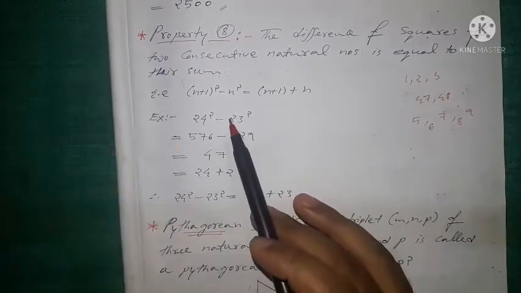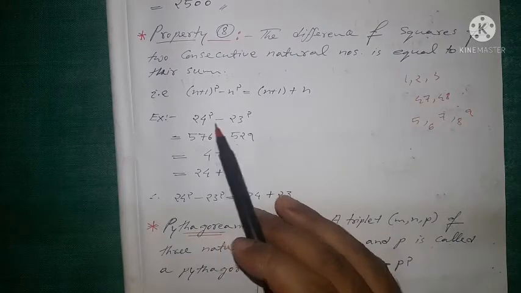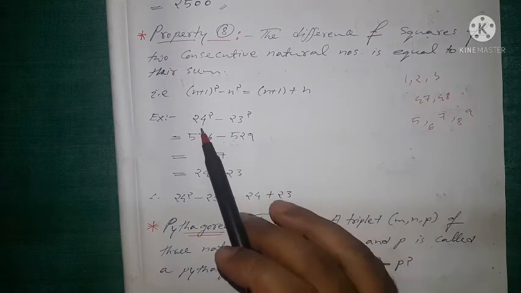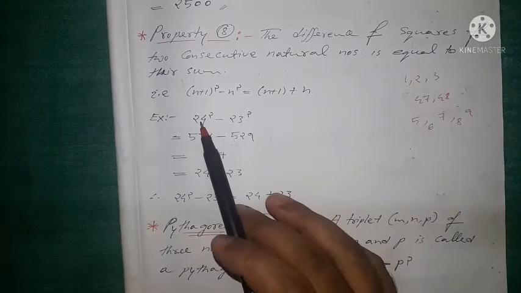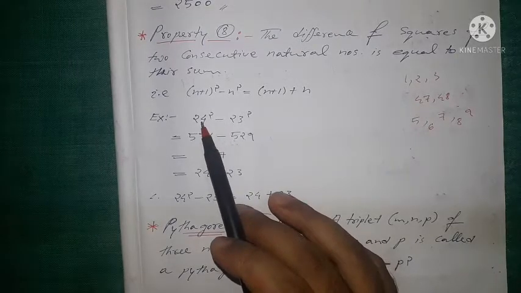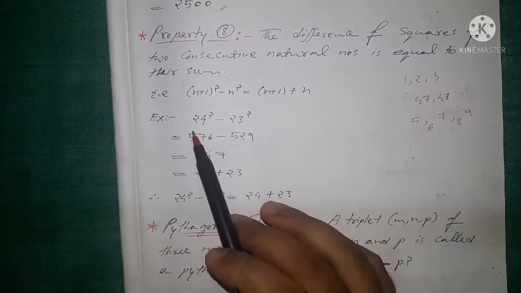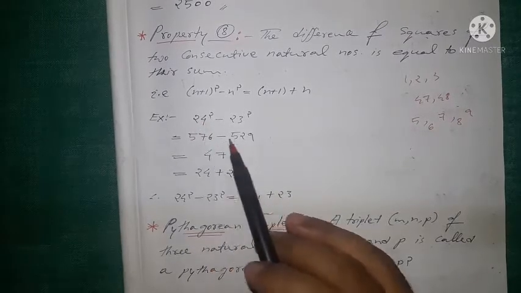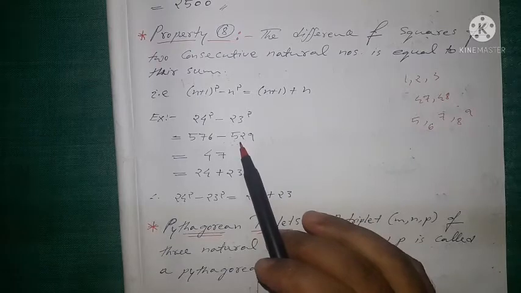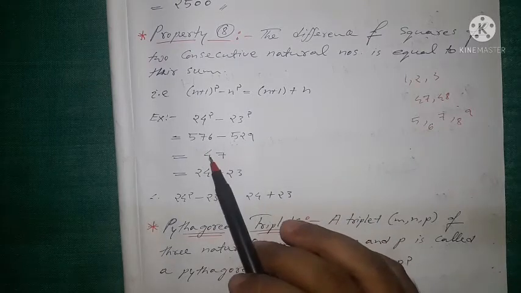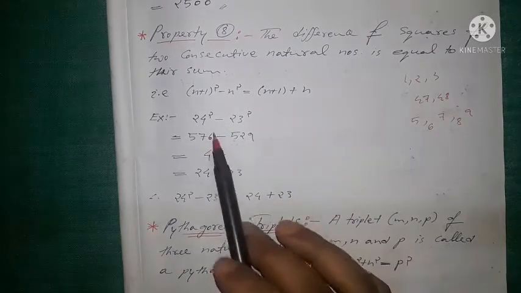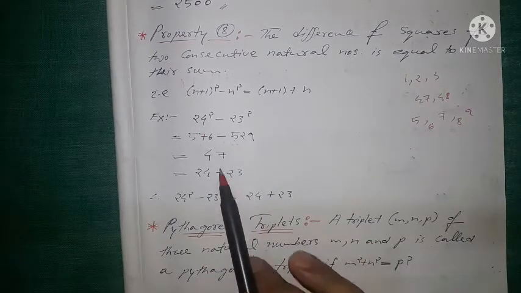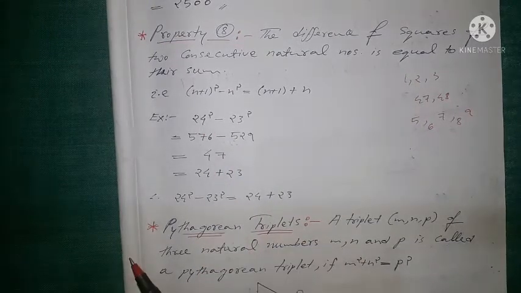Let's understand this with an example. 24 and 23 are two consecutive numbers, as there is no gap between them. Now the difference of the squares: the square of 24 is 576 and the square of 23 is 529. So their difference is 47. Which is the same as the sum of the consecutive numbers, that is 24 plus 23, which is 47.